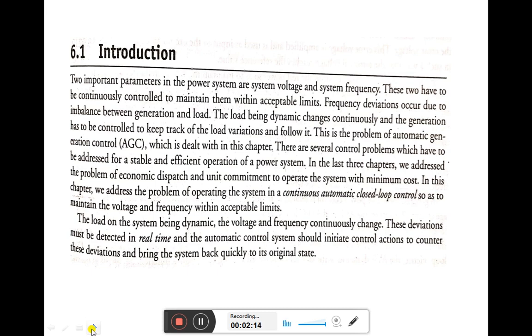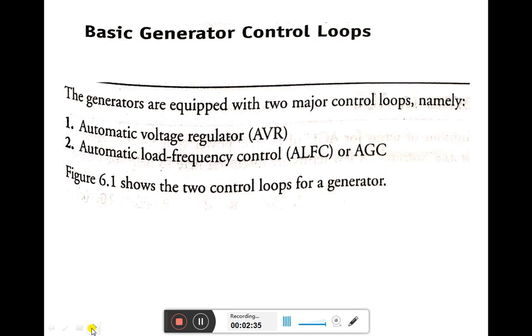So, the load on the system being dynamic, the voltage and frequency continuously change. These deviations must be detected in real time, and the automatic control system should initiate control action to counter these deviations and bring the system back quickly to its original state. So that is the main role of AGC, automatic generation control.